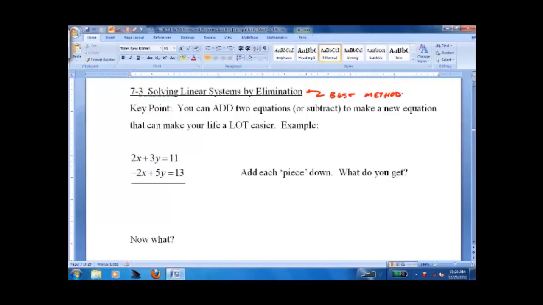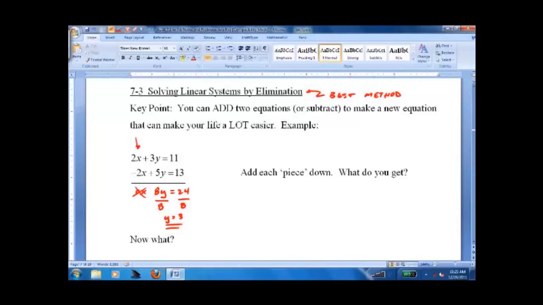So here's the key point. You can add two equations or subtract them, although I'm almost always going to add them, and I'll explain more on that later, to make a new equation that gets rid of one of the variables. Makes your life a lot easier. So here's an example. I'm just going to add straight down. 2x plus negative 2x is 0x, which of course we're not going to write. 3y plus 5y is 8y. 11 plus 13 is 24. Then we solve for y, and we get y equals 3.